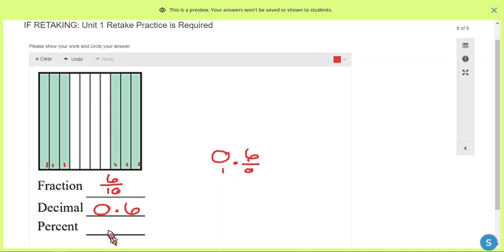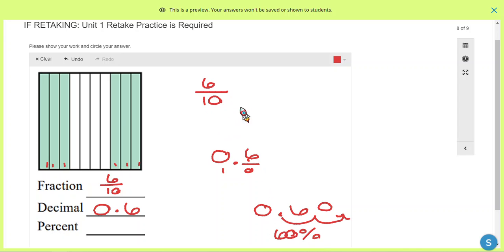And then for the percentage, you can either use what we have learned in this unit and move 2 towards where that percent sign goes and make this 60%. Or you can use what we know from the ratios unit and make an equivalent ratio out of 100 because I know a percentage is out of 100. 10 times 10 would be 100. 6 times 10 would be 60. And anything with a denominator of 100 is a percentage. So this would be 60%.